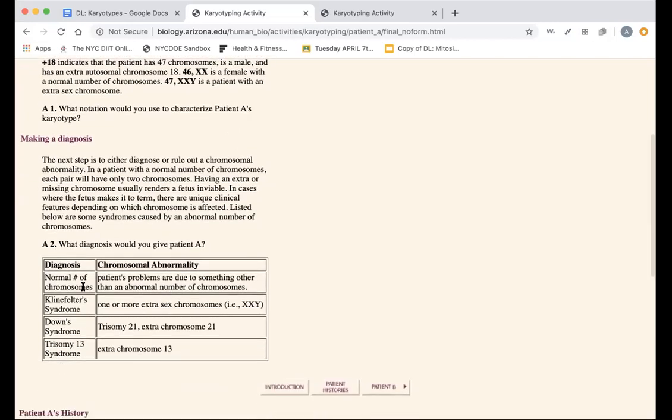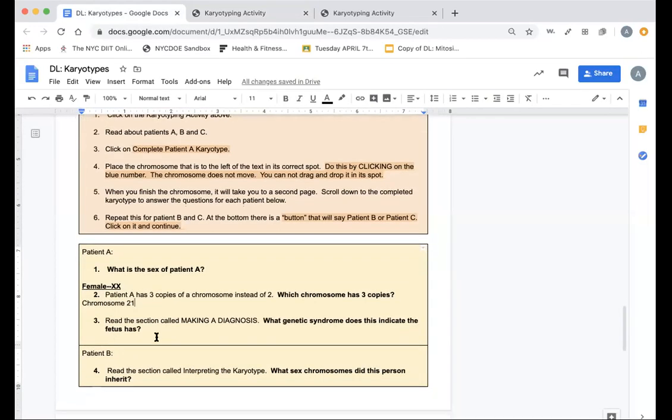So we're going to look here. Patient problems are due to something other than abnormal number of chromosomes, so a normal number of chromosomes. Klinefelter syndrome, one or more extra set of chromosomes, so XXY of the sex chromosomes. Down syndrome, most of you have probably heard of this. This is also called trisomy 21, extra chromosome 21. Ding, ding, ding. There's also trisomy 13. It's an extra chromosome 13. So we'll come back over here. This fetus has Down's syndrome or trisomy 21.